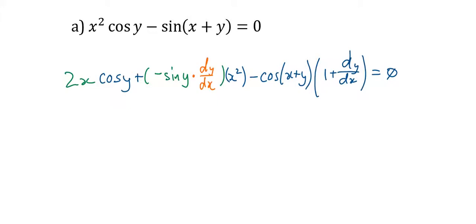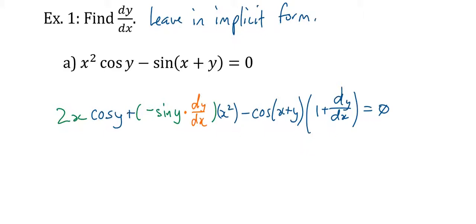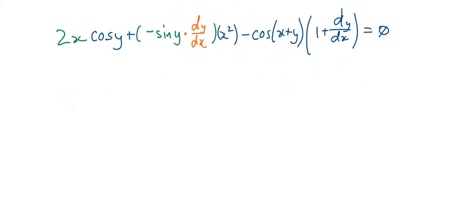I'm going to take a few extra steps to clean stuff up here. Oh, actually, no, I'm not for this one. I'm going to move this over to the other side. Now we're trying to isolate for dy by dx. That's what the instructions say. Find dy by dx. You have to isolate for dy by dx. So I'm taking this dy by dx term and this dy by dx part, and I'm going to move this to the other side. And at the same time, I'm going to expand this. This is cos x plus y times 1, cos x plus y times dy by dx. See that? So I've got to expand that.